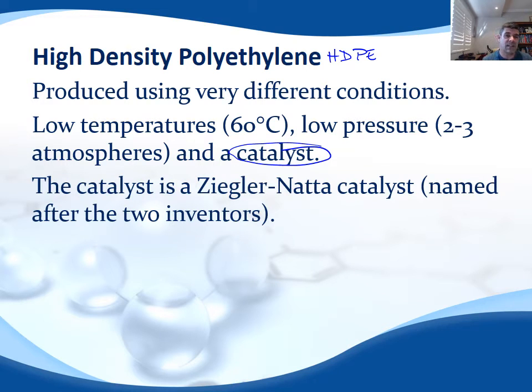In this case, the catalyst is a Ziegler-Natta catalyst, named after the two inventors, and often this is also called the Ziegler-Natta process. The key features are titanium and aluminium, and they are part of the structure of the catalyst and help to bind the carbon to create that free radical that helps the long carbon chain to grow.